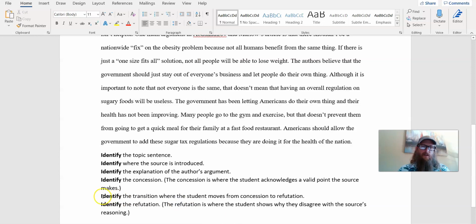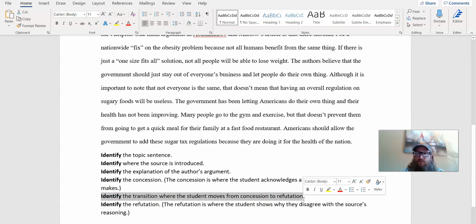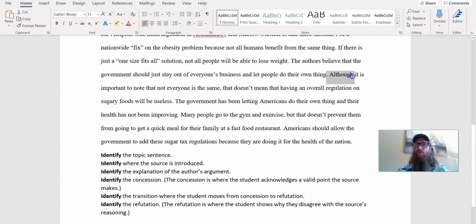Because the Prezi talks about how you want to have a clear signal that you're done giving ground, and now you're going to show why you disagree, right? And a lot of times, it's a word like however or nonetheless or something like that. But, again, I don't have a list of perfect words to give you to choose from. The idea is that you're sending a clear signal to the reader that you're done giving ground, and now you're showing why you disagree. So for her, she used although, right?